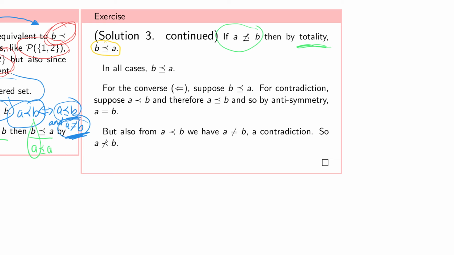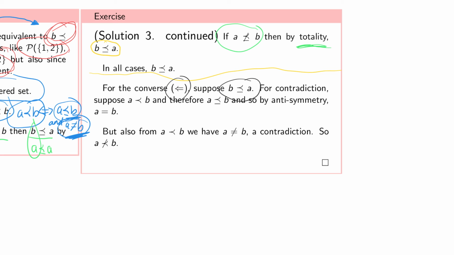And again, that was the very thing we were trying to prove this whole time. And so we're done now with the left to right direction. Let's move on to the right to left direction. So we're going to suppose that B precedes or equals A.